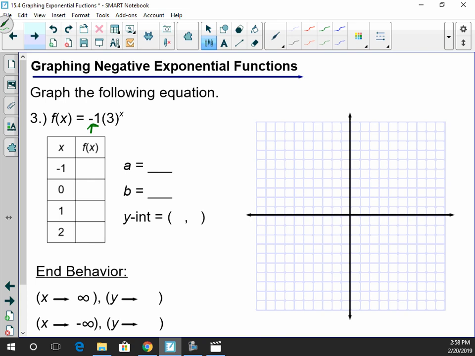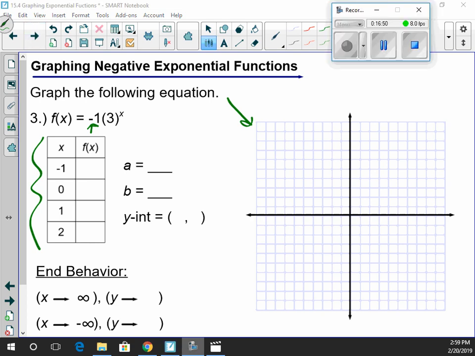So go ahead, same exact process. Go ahead and fill out your table. Go ahead and fill out your graph, and then we'll talk about your answers when you're done with that and we play the video again.